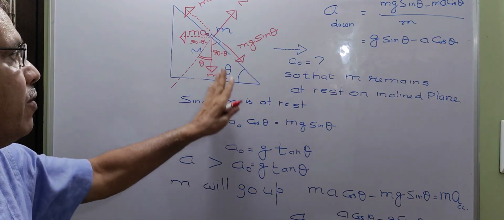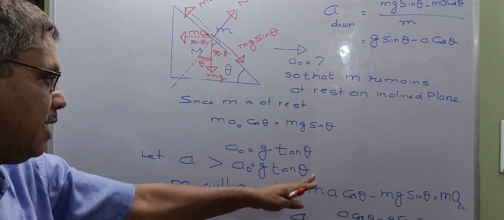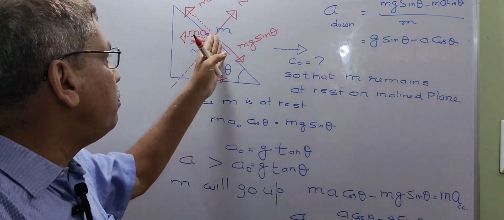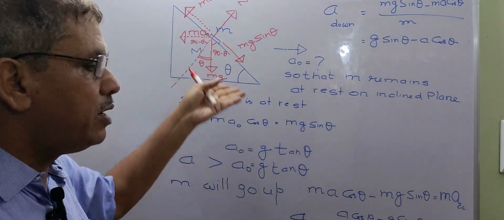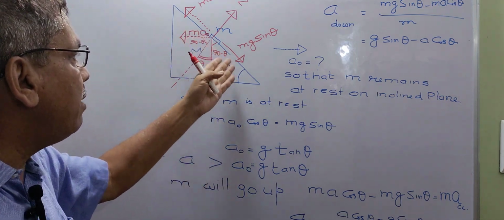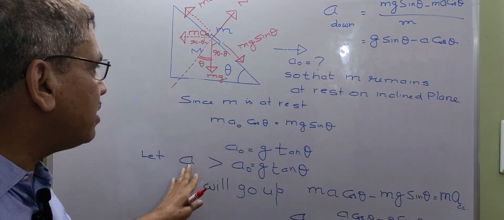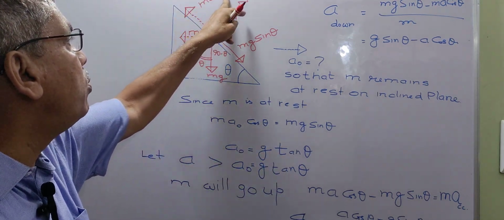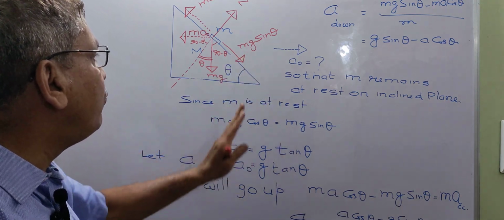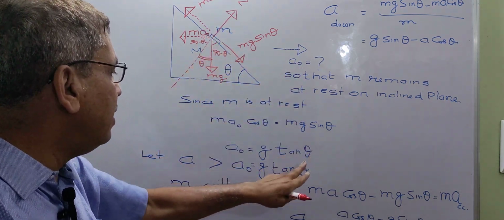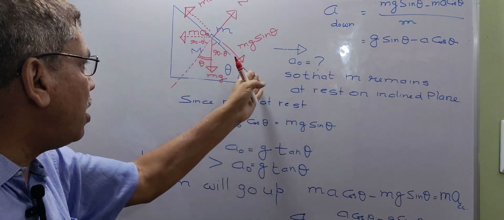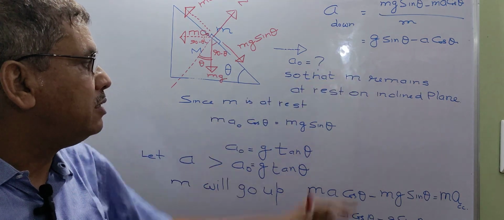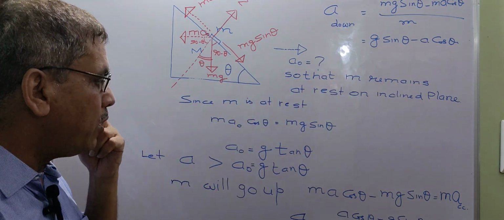But if the acceleration of the wedge is given as g tan theta, in that case this smaller block will remain at rest and it will be unaccelerated relative to the inclined plane. But if the acceleration of the wedge is greater than g tan theta, then the block will go up because this component will be more than this. And if the acceleration is less than g tan theta, in that case the block will come down. mg sin theta will be greater than ma cos theta, and then the acceleration is g sin theta minus a cos theta.